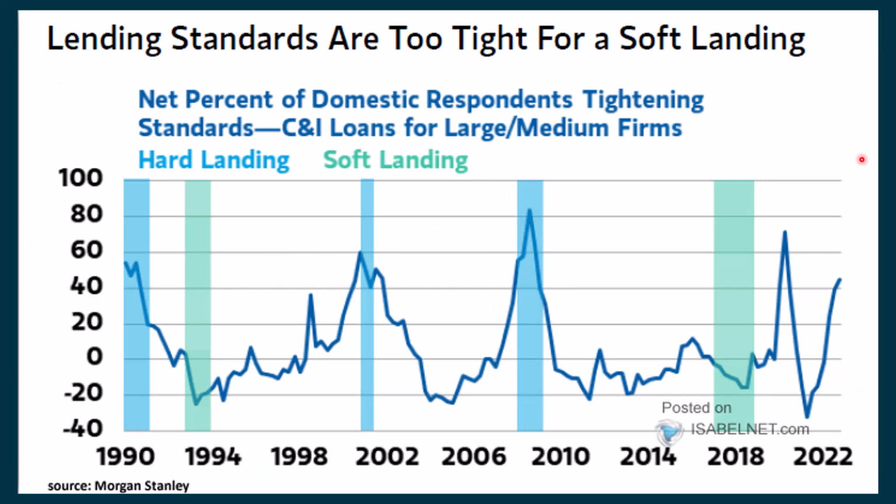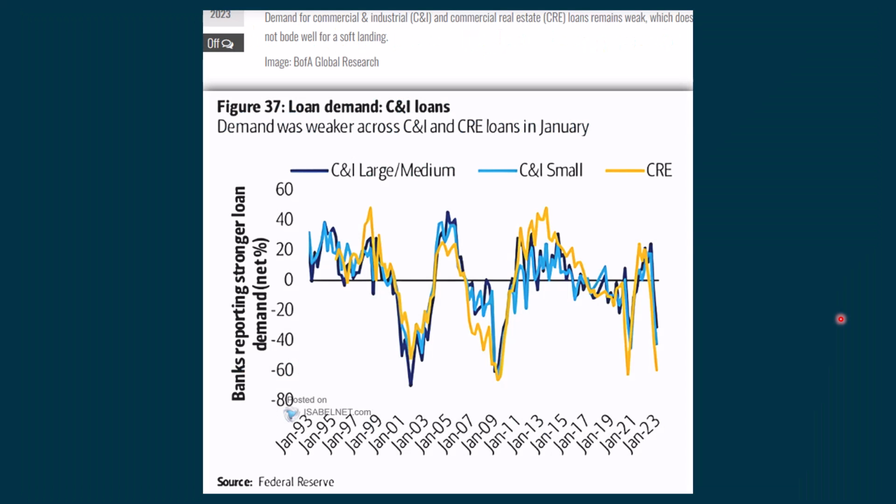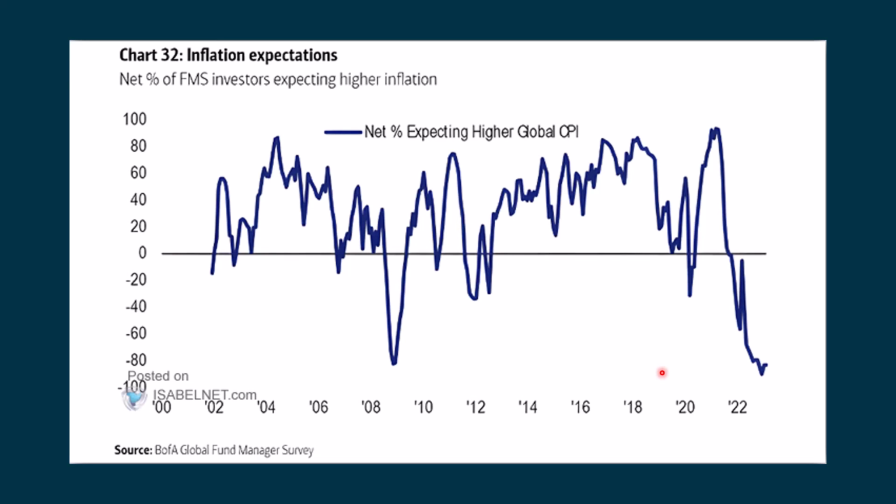The lending standards are too tight. I actually showed this same version of this chart in the weekly video. It just shows that banks are starting to tighten their standards for those that borrow money, and that really may prevent us from having a soft landing. The demand for loans has really been decreasing. It was a lot weaker in January, and we see it really coming down here. And some of this may have to do with the tightening standards that banks are going through, since it's harder to get a loan.